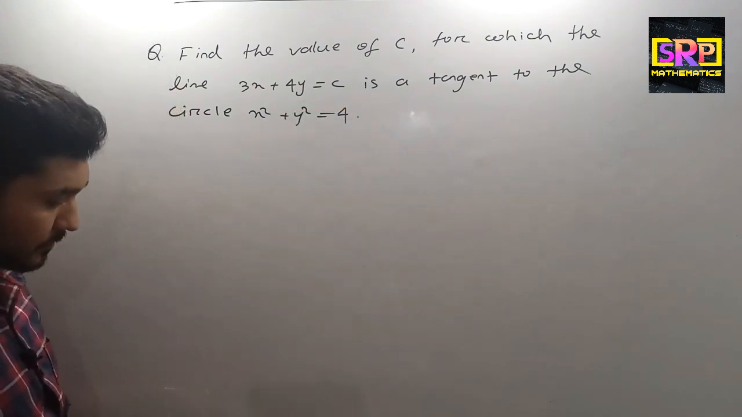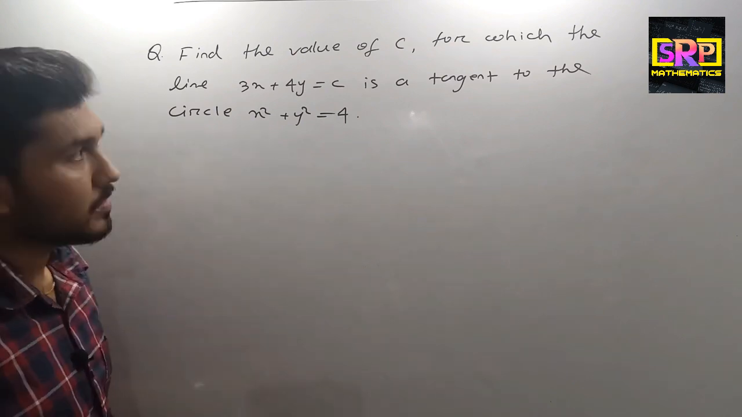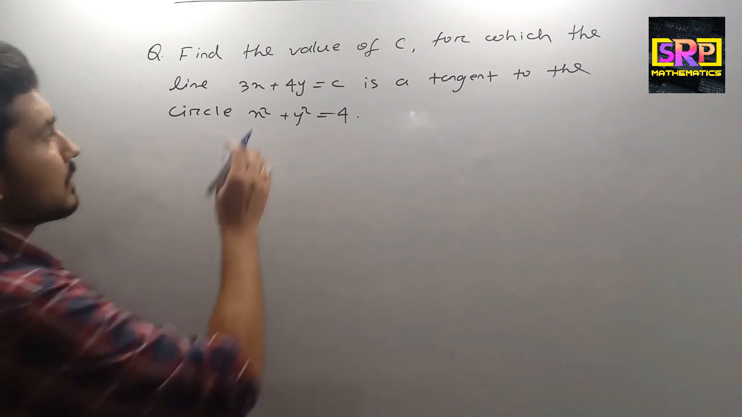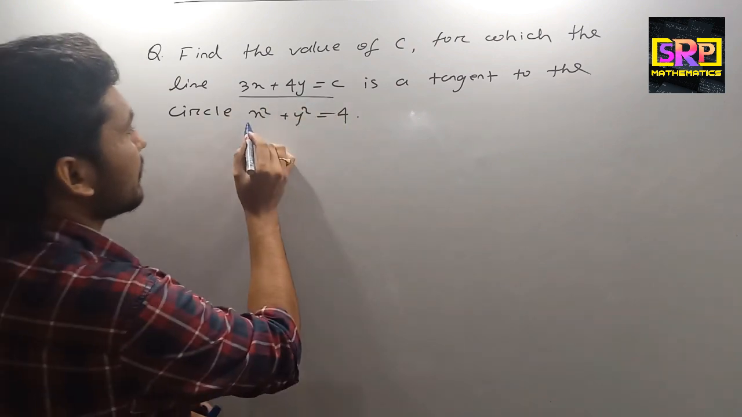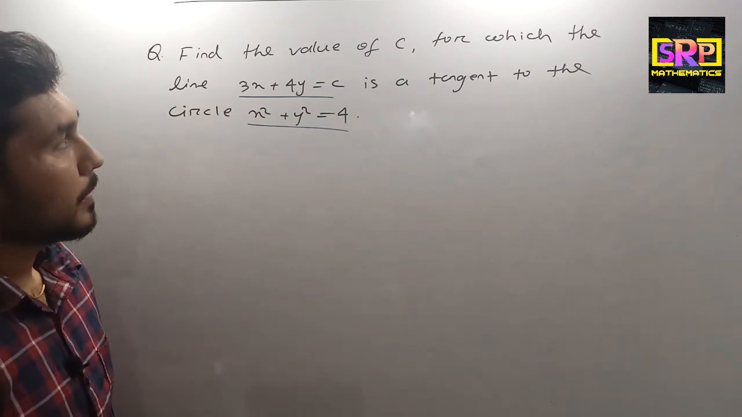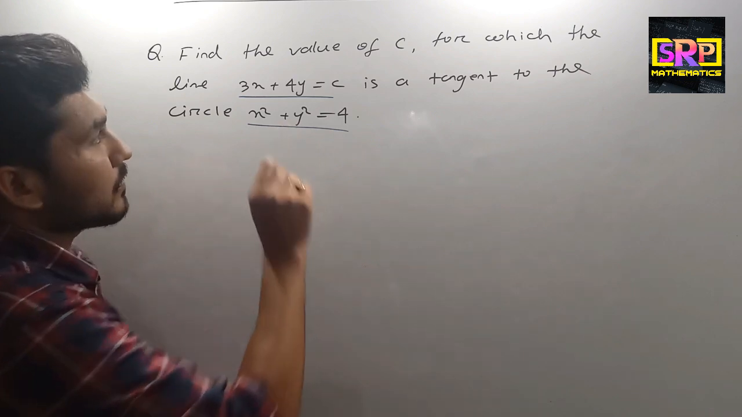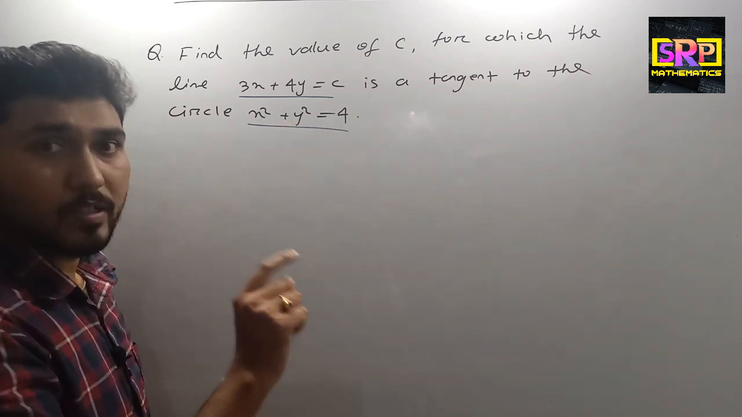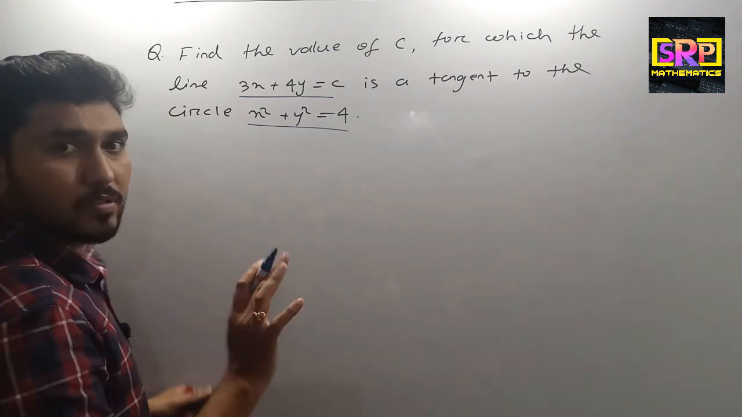Okay. So see, what is the question asking? Find the value of c for which the line 3x plus 4y is equal to c is a tangent to the circle x square plus y square is equal to 4. I wrote down the question first of all. And if you notice here, we need to find out the value of c. And how do we find it? We will apply the condition, that means the tangency condition should be satisfied.